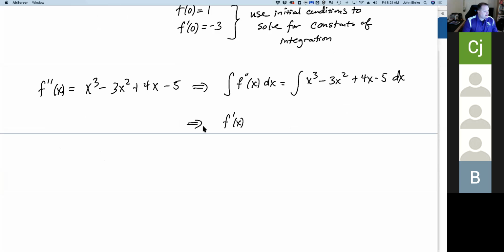So if I take the antiderivative of f double prime, I get f prime plus a constant over here. I'll call it C1, is equal to, on the right-hand side, x to the fourth over 4 minus x cubed plus 2x squared minus 5x plus another constant C2. So when I took the antiderivative of both sides, I produced two integration constants, but they're both arbitrary.